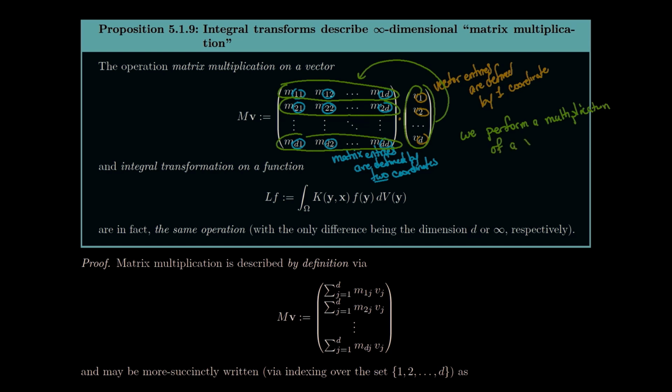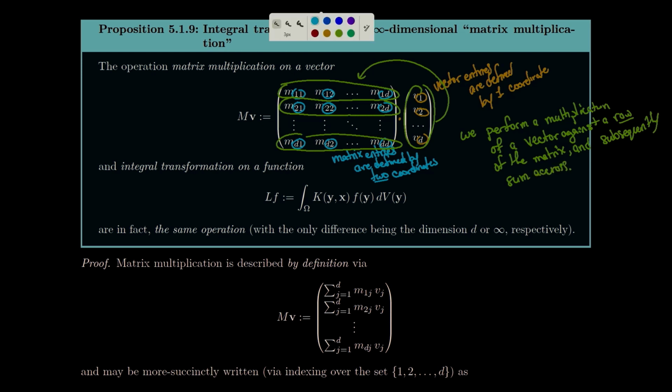of a vector against a row. That's very important. That's just a row of the matrix. And subsequently sum across. I'm going to underline a couple words here. Multiplication of a vector against a row, and then we sum. Now what I'm going to do is jump over to the integral transform here, and let's see what we do.